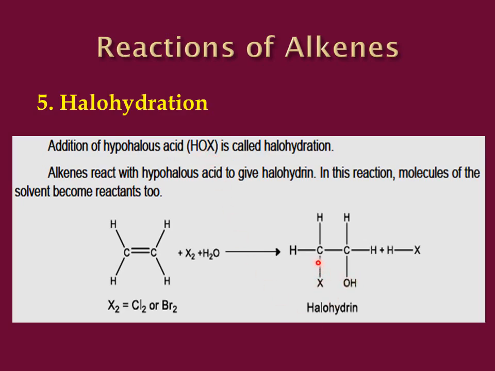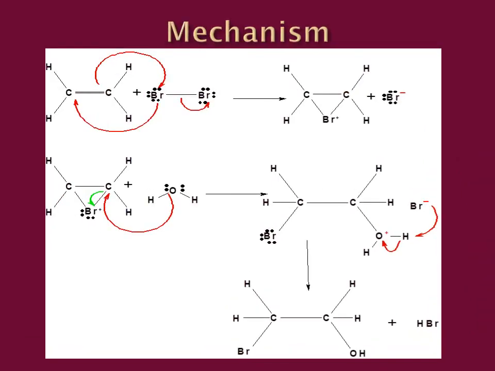Now students, let us look at the detailed mechanism of halohydration. In the first step, this Br2 molecule is going to get polarized while approaching the alkene. One of the Br atoms, from its lone pair, is going to attack this carbon atom. As a result, the pi bond is going to make a bond with the same bromine atom, making a bromonium ion. For the next bromine atom, the bond between Br and Br is going to reside on this bromine atom, making a bromide ion.